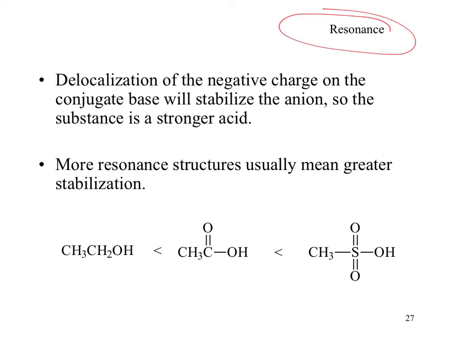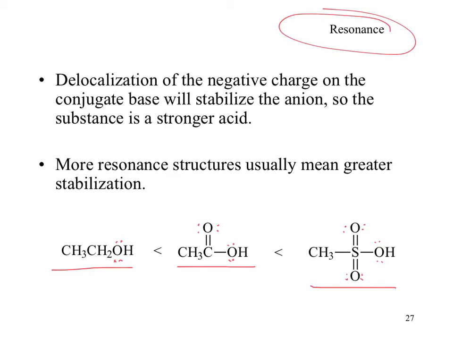Let's take a look at some of the examples that I wanted to give you. So let's say I have ethanol, I have acetic acid, and I have methyl sulfonic acid. Of course, when you're drawing the Lewis structure, don't forget about the lone pair of electrons, because that's what you will need to show your resonance. And your question is, well, in this case, I'm kind of showing you already that methyl sulfonic acid is a stronger acid as compared to acetic acid, which is a stronger acid than ethanol.